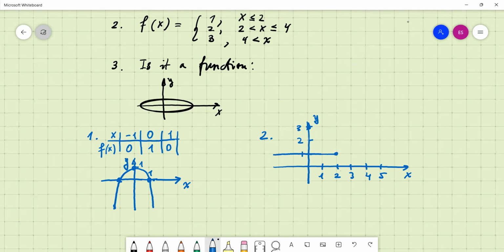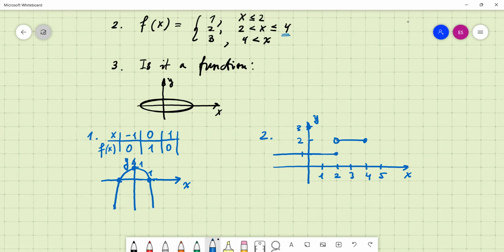Now from 2 up to 4, the function is going to be equal to 2. So I'm going to graph it like this. It's still a constant line. If you look over here, you see that at x equals 2, it's not equal to 2, it actually equals 1. So I'm going to put a hole over here, showing that when x equals 2 the function equals 1, not 2. And here I'm going to put a dark circle because at x equals 4, the function equals 2.